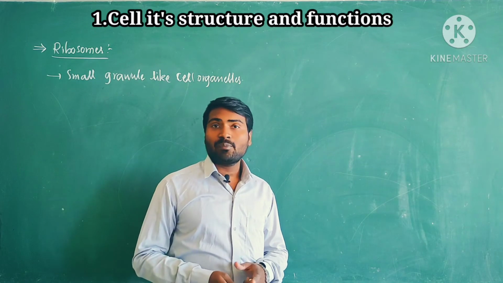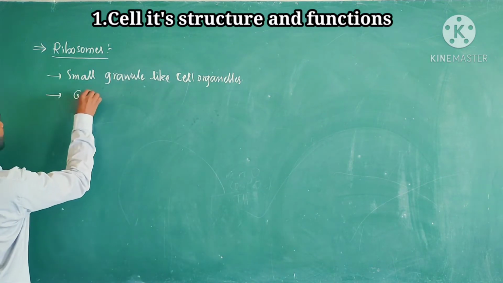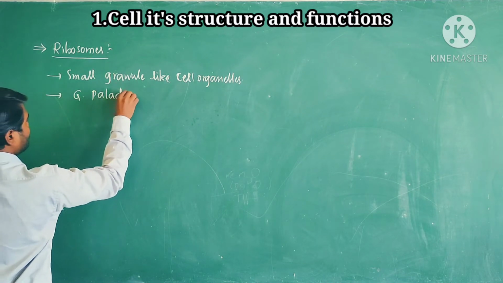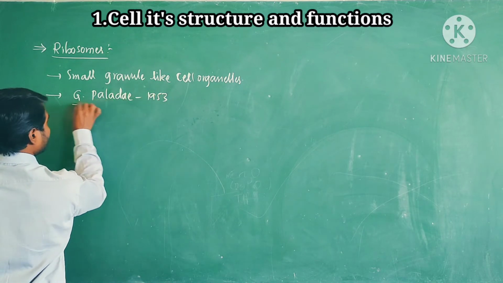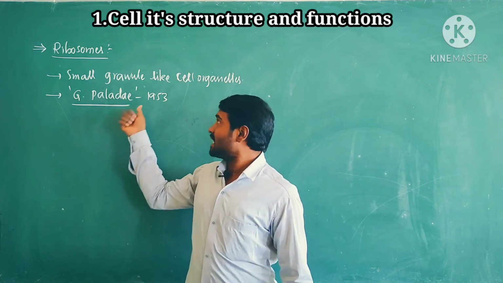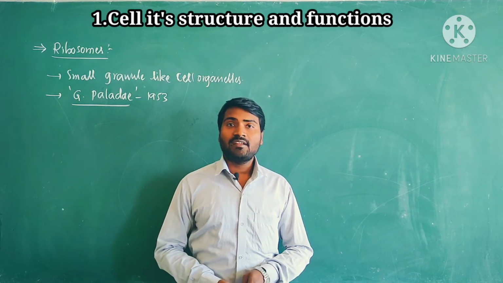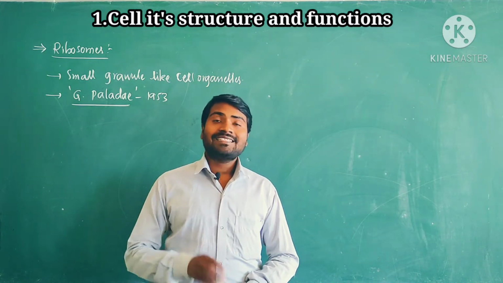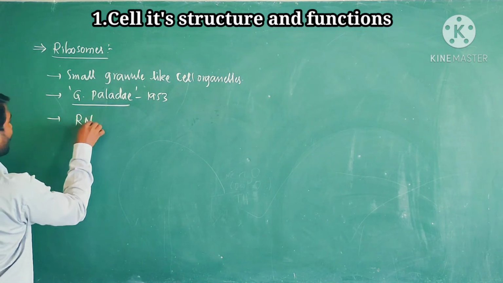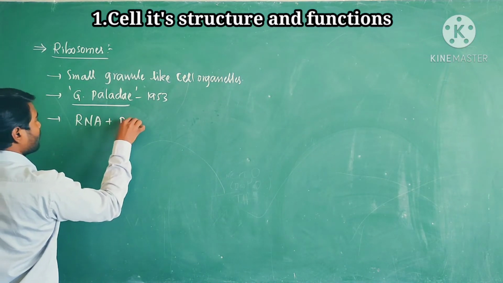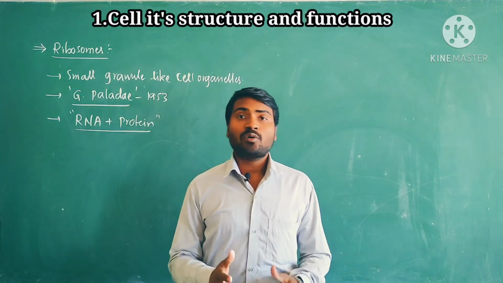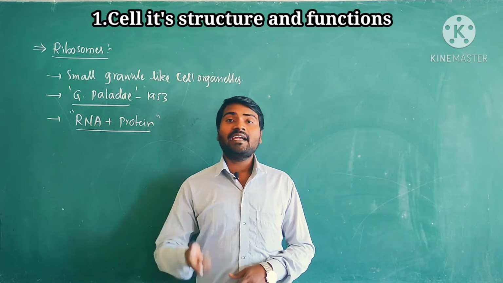It was first discovered by George Palade in the year 1953. Okay, so George Palade discovered the ribosomes for the first time in the year 1953. These ribosomes are composed of RNA. Their structure is made up of RNA and also proteins. Okay, so this ribosome structure is made up of RNA and a protein.